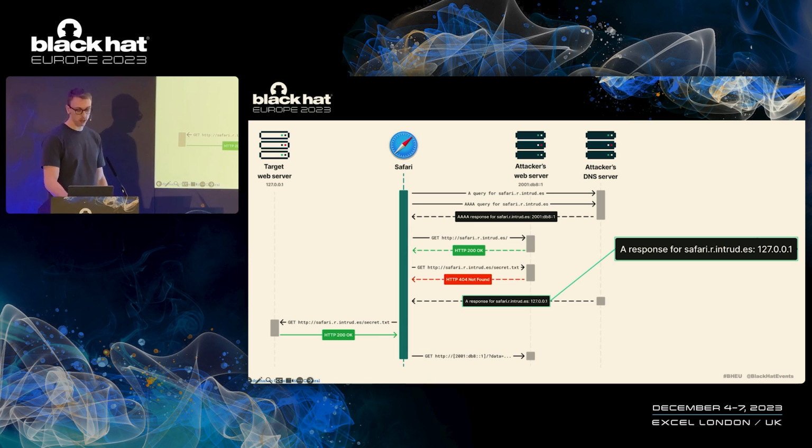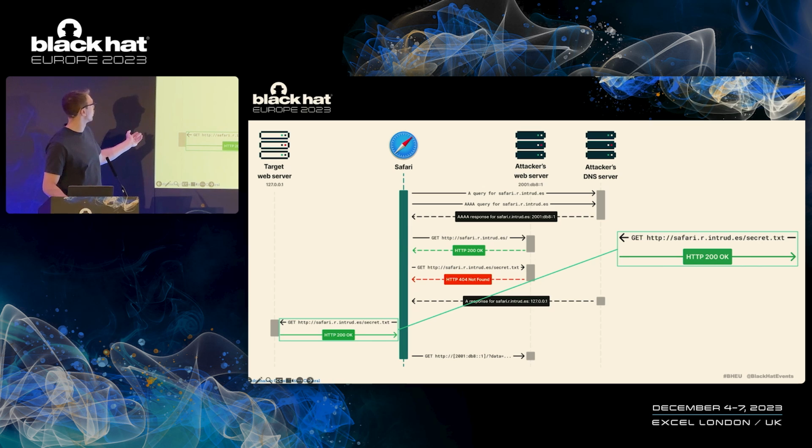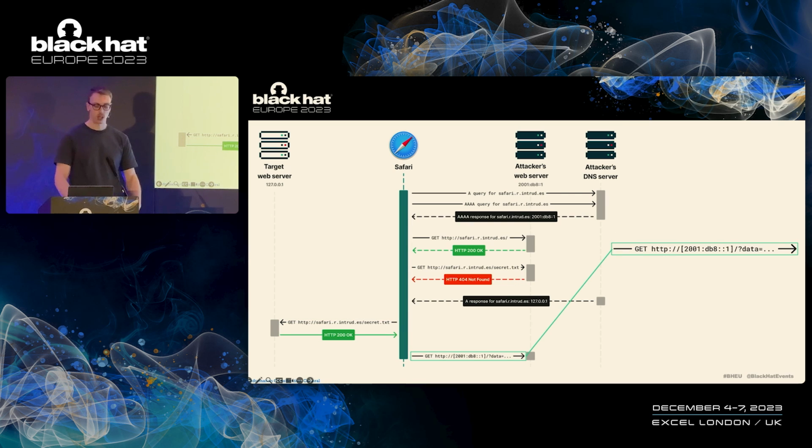So the next time that the JavaScript tries to request that secret page, Safari has two IP addresses to pick from. It consistently prioritizes the private IP address, which is our target web server. So the request goes to our target web server. We get the response back. It's all under the same origin. We can read it with JavaScript, and we can send it out to our web server.